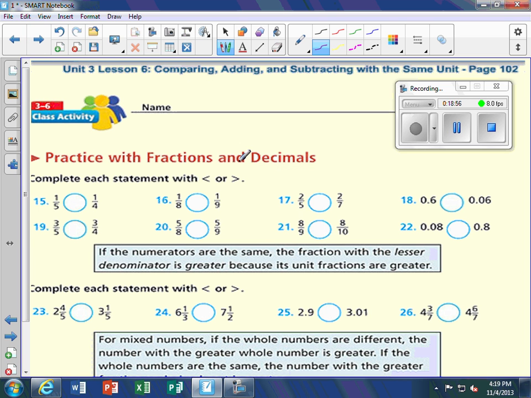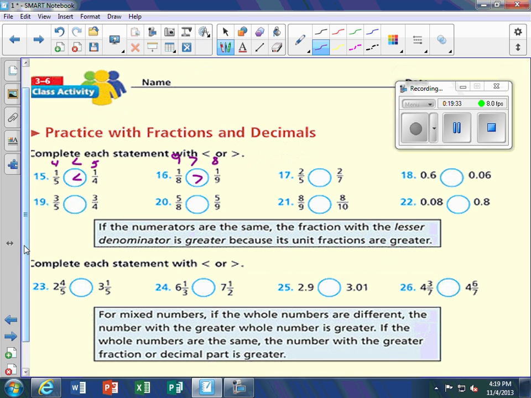This is page 102. Complete each statement with greater than, less than, or equal to. 1/5, 1/4. Now remember, 5 would be greater than 4, but in fractions, the 4 is actually greater. And another way to do it is 5 times 1 is 5, 4 times 1 is 4, and 5 is greater than 4. Let's do number 16. 1/8, 1/9. Again, you would think 1/9 would be greater, but actually 1/8 is. 8 times 1 is 8, 9 times 1 is 9, and 9 is greater than 8.